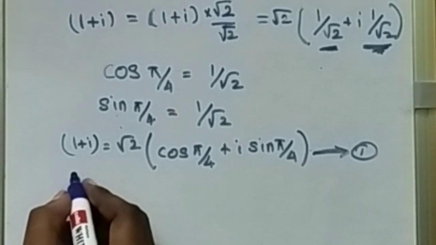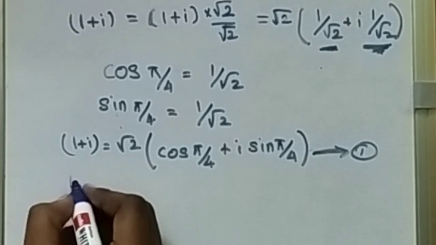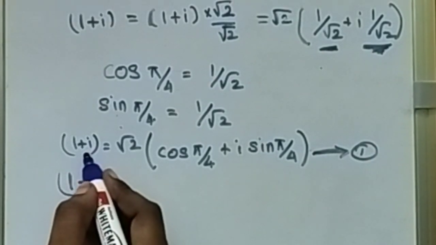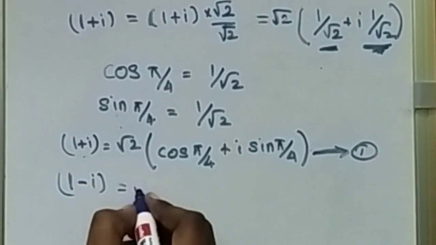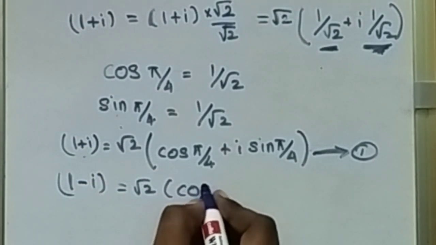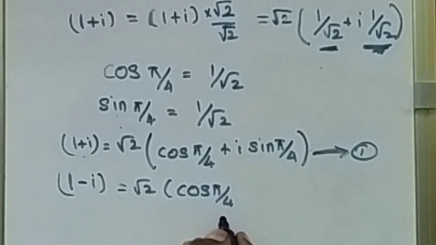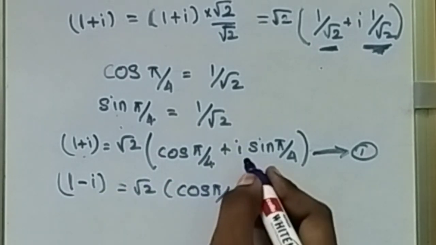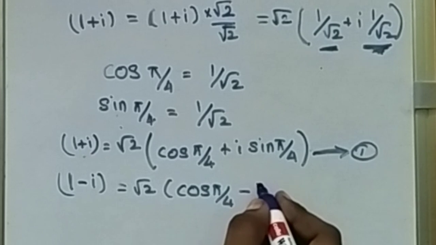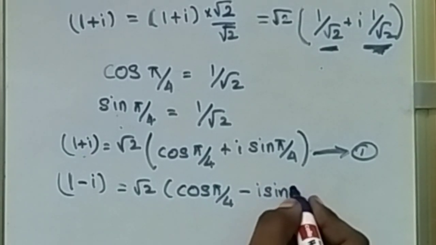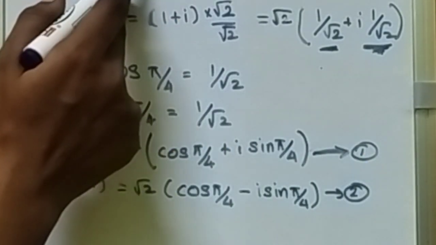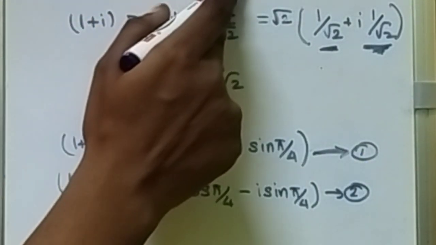From this we can easily write 1 minus i, which is nothing but changing the sign of the imaginary term. So it will also become root 2 cos π/4; it's a real term, so it doesn't change. Here it was i, we changed the sign of the imaginary part, so here also the sign will change, so it becomes minus i sin π/4. So we now know the value of 1 plus i and 1 minus i.